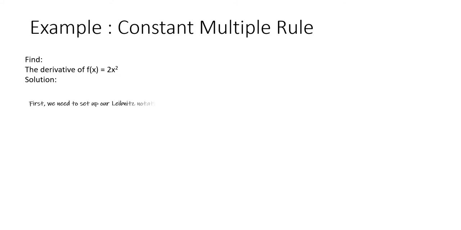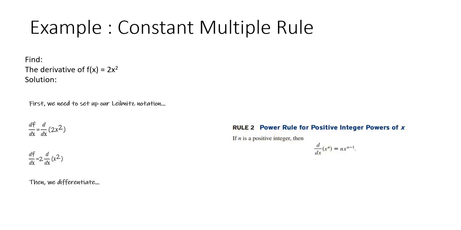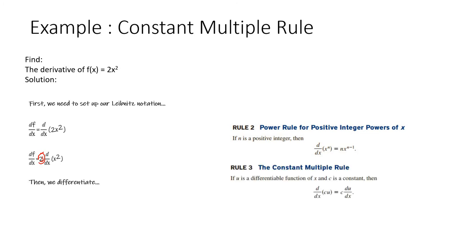First, we need to set up our Leibniz notation, like always, and we have df/dx is equal to d/dx of 2x squared. Now, what we can do in this case is simply take the 2, that constant that is being multiplied by x squared, and pull it out in front of d/dx, so it can just kind of rest there until we do what we need to do to x squared. And then finally, when we differentiate, we're going to end up with 4x.